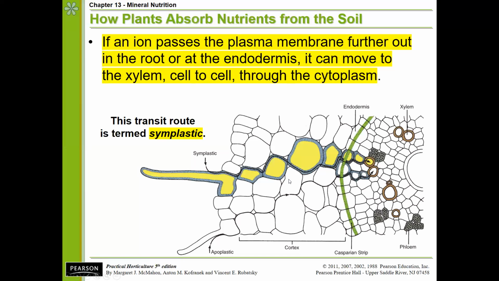Of course, it's a little bit different. Apoplastic movement through the cell walls, because they're very porous, is quicker, but not all nutrients can be taken up apoplastically. Symplastically takes a little bit longer, but some nutrients can only be taken up symplastically. So there are two different types of movement of nutrients from the soil solution into the root tips: either through the cell walls apoplastically, or through the endodermis and through the cytoplasm, being symplastic.